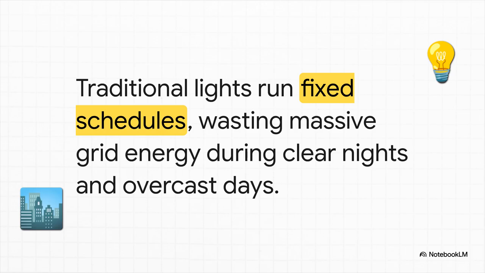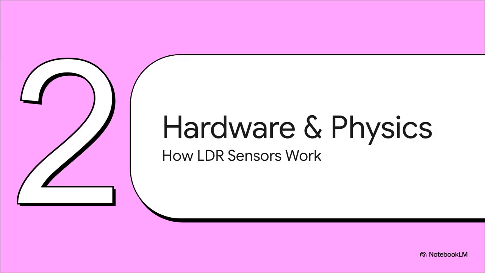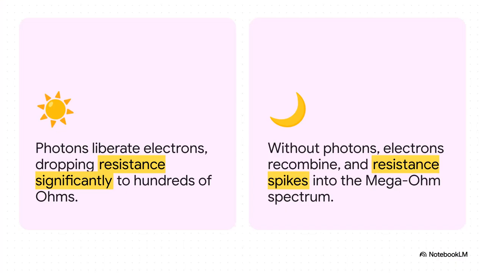What we desperately need here is a dynamic, automated feedback loop, something that samples the actual ambient light in real time. And that brings us to Section 2, Hardware and Sensor Physics. Now, what's really interesting here is the pure, almost binary physics of the semiconductor we're using. It's called a light-dependent resistor, or LDR for short.